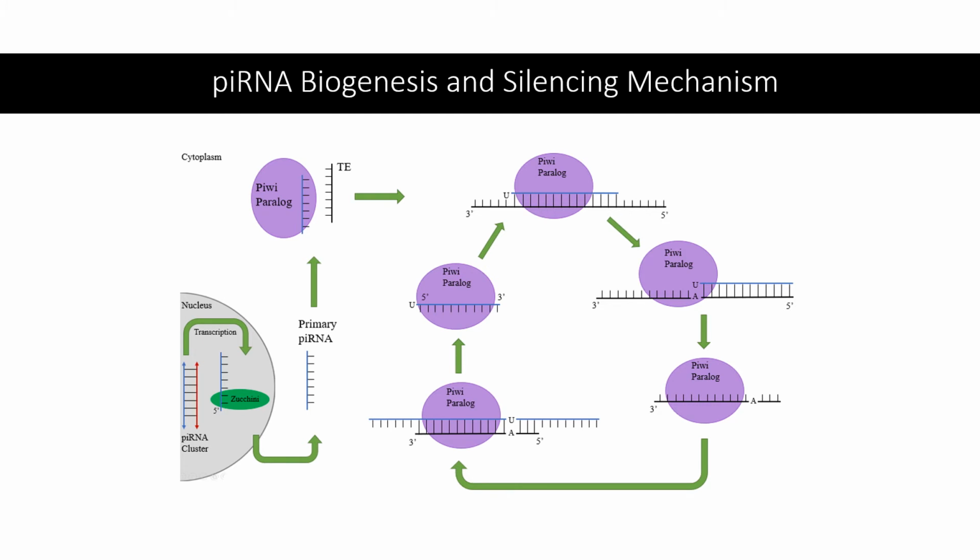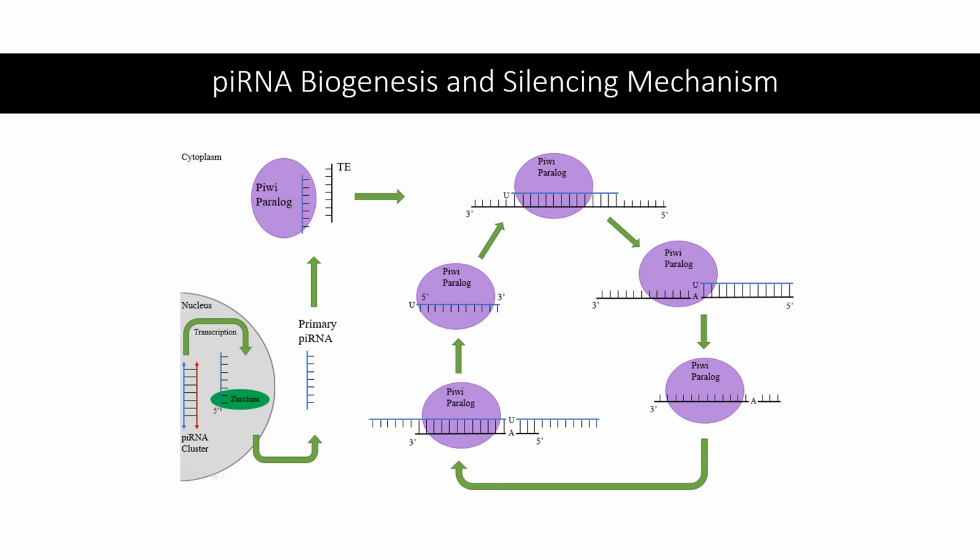That can then enter the ping-pong cycle, which is a self-amplifying cycle. The primary piRNA can be loaded into a Piwi paralog that can identify a transposable element complementary to the guide strand. From there, the transposable element can be cleaved and then used to generate novel piRNAs specific to that transposable element. And this amplifies a lot of piRNAs unique to that transposable element. These piRNAs also have a unique 10 nucleotide overhang and a preference for uracil at the 5' end.